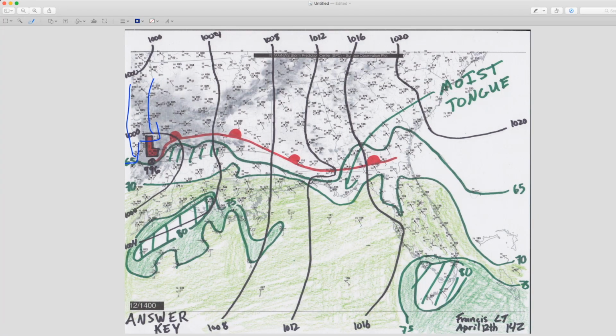And our warm front delineates the moisture, right? The warm, moist air is to the south of the warm front. This makes perfect sense. And doing this moisture analysis will help you find a warm front in some cases.